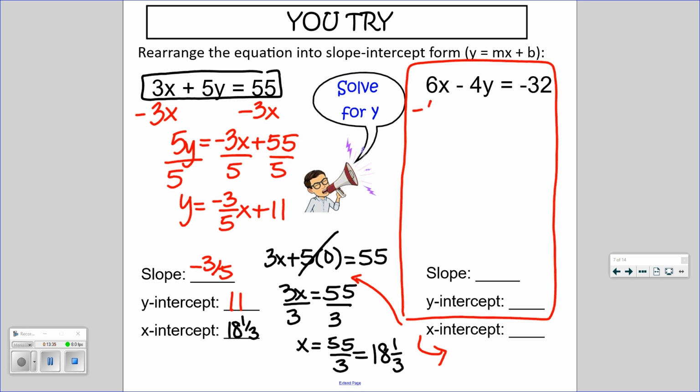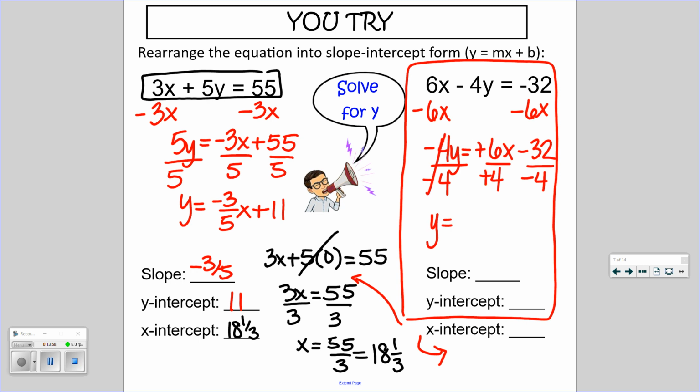So I'm going to subtract the 6x. So negative 4y is equal to negative 6x minus 32. Divide by negative 4. Everything gets divided by negative 4. Make sure you divide each piece with a negative number. The negatives cancel. Don't forget, 6 divided by 4 is really 3/2. 32 divided by 4, those negatives cancel, is 8. So the slope is 3/2. The y-intercept is 8.